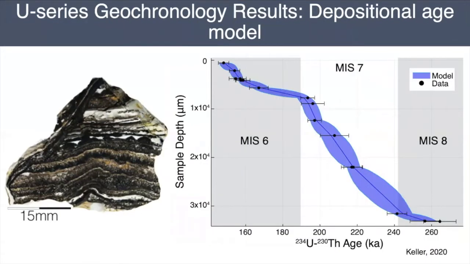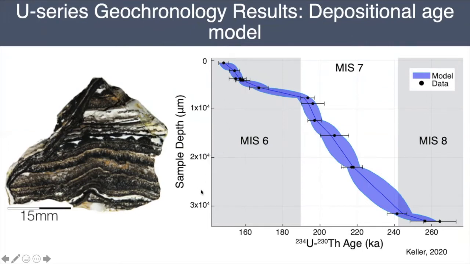And so our main way of characterizing these chemical precipitates is with uranium series geochronology. What we've done is gone through and measured the age of each of these opal layers within this particular precipitate here. And this figure on the right is an age to depth model that we've calculated with Bayesian statistics.